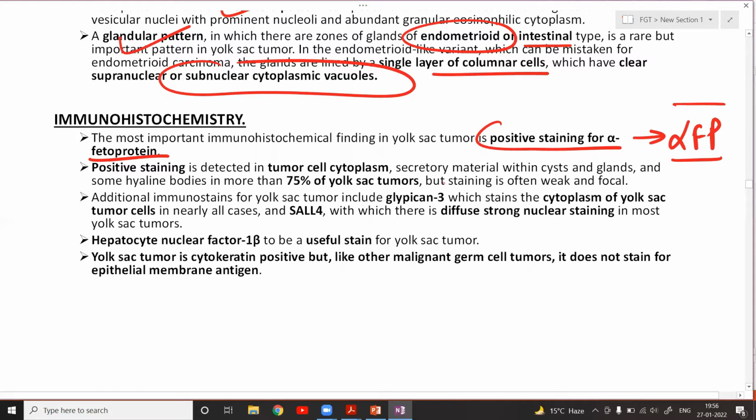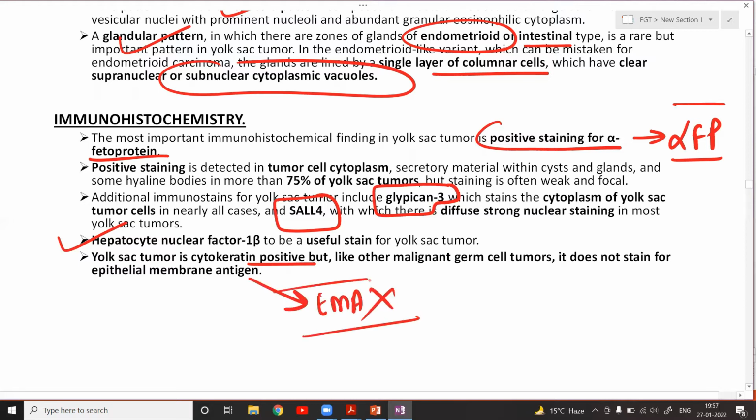So the additional markers that you should know are glypican-3. They will ask you SALL4, okay, very important: glypican-3, SALL4 and alpha fetoprotein. A new marker is hepatocyte nuclear factor 1 beta. Okay, remember they are cytokeratin positive, but unlike other epithelial tumors, they are negative for EMA. Remember, they are negative for EMA.